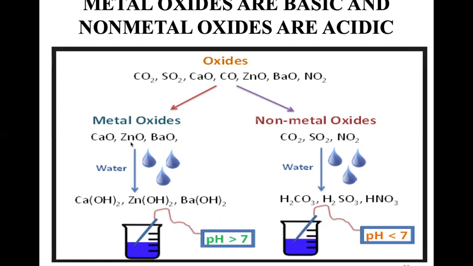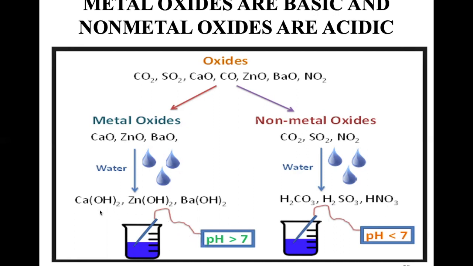When we add these oxides in water, what has happened? Yes, OH group. Calcium hydroxide is formed, zinc hydroxide is formed, barium hydroxide is formed. OH group is formed. OH indicates that it is a base. Remember that. And over here, H is formed, H2CO3. What is in your Pepsi? It is colored sweet carbonic water, because carbon dioxide is added to it under pressure. It is carbonic acid, sulfuric acid, and nitric acid.